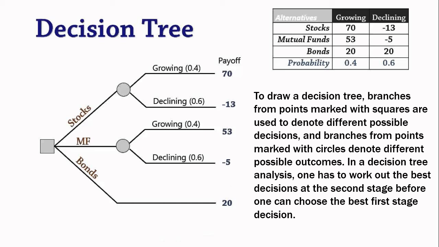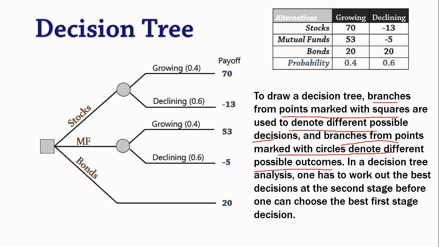So this is a decision tree. These are the points here. These are the decision points. To draw a decision tree, branches from points marked with squares are used to denote different possible decisions. So where do you want to invest? In stocks, in mutual funds, in bonds. So in this decision tree the branches from the squares denote different possible decisions, and branches from points marked with circles denote different possible outcomes. So these are the different possible outcomes.